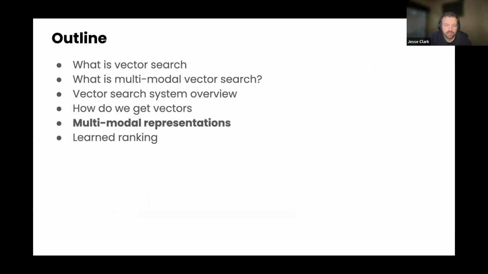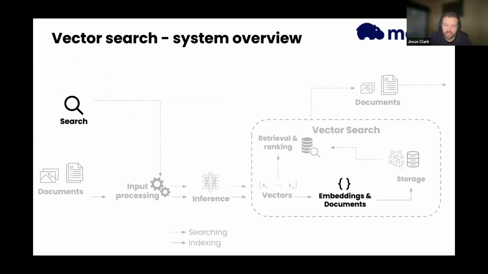All right, so now we'll talk about how we extend that from just text and image to more complex multimodal representations, which we can use for multimodal vector search. This is about how we might actually represent things in this search system. We've spoken a bit about the retrieval, the storage, the inference, the vectors. So now we'll think about how we actually represent these inside the search system.